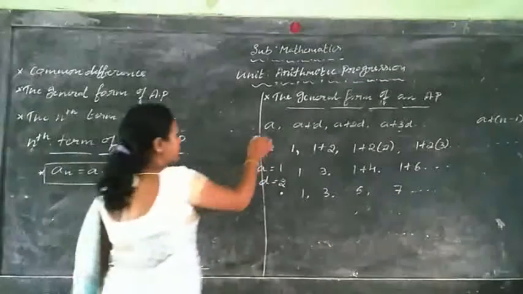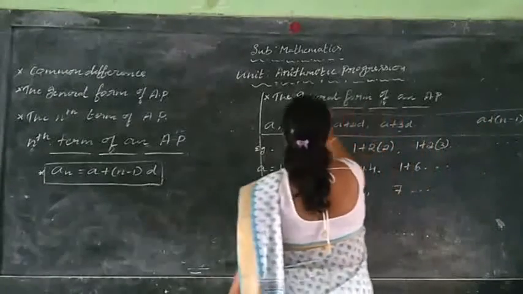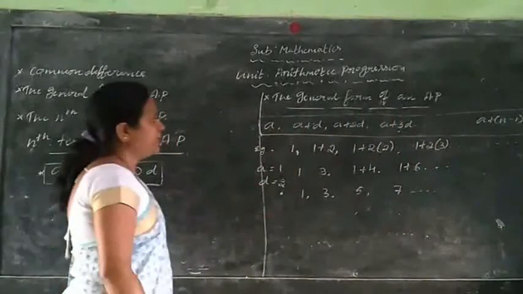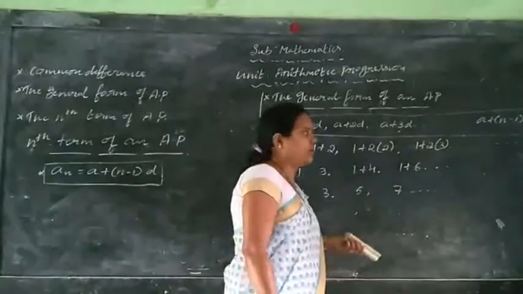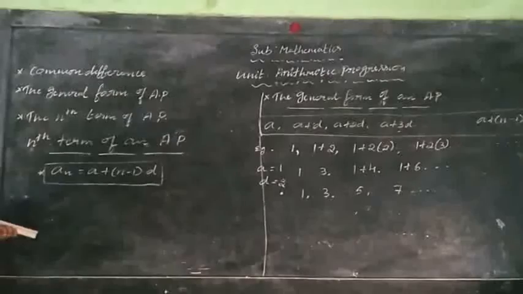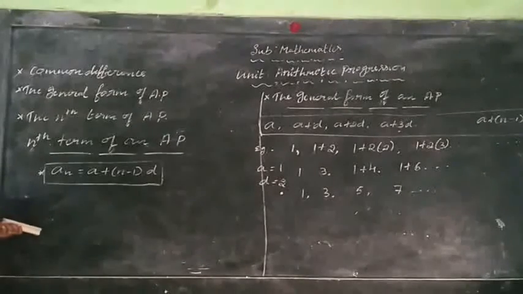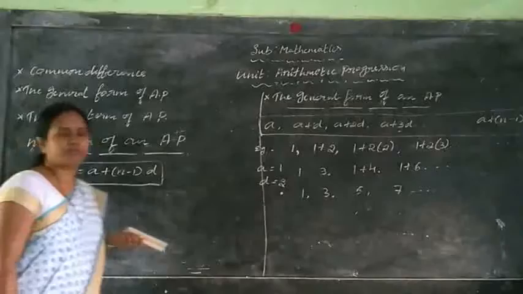Listen. So the general form of an AP is a, a plus d, a plus 2d, a plus 3d, and the last term is a plus n minus 1 into d. And the nth term of an AP is an is equal to a plus n minus 1 into d. Okay, did you understand?